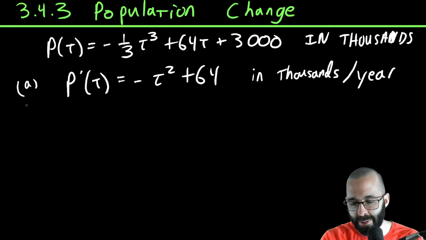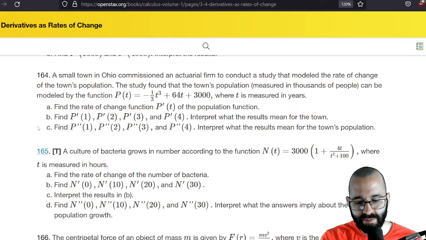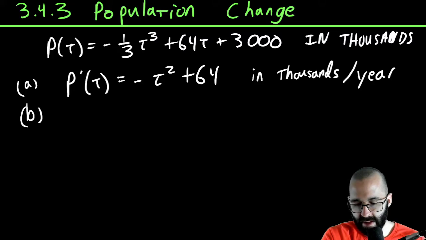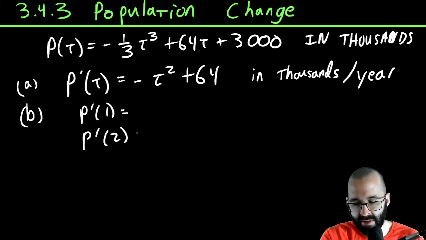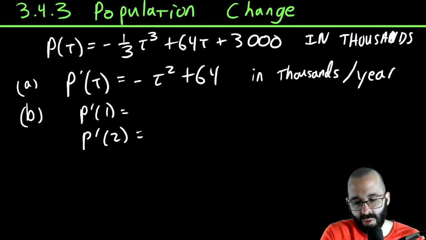That's what it wants us to do for part A. So find p prime of 1, p prime of 2. We're not going to do all of these. Let's just do a couple. It'll illustrate the point. All you do is plug it into the derivative function. Plug in 1 here, you should get 63. Plug in 2 here, you should get 60.